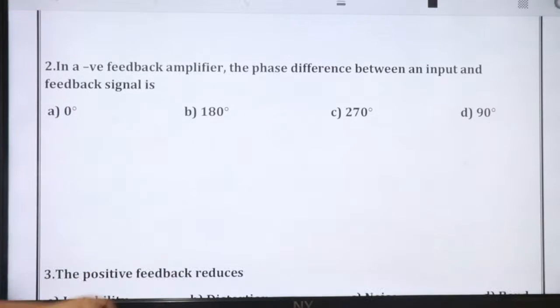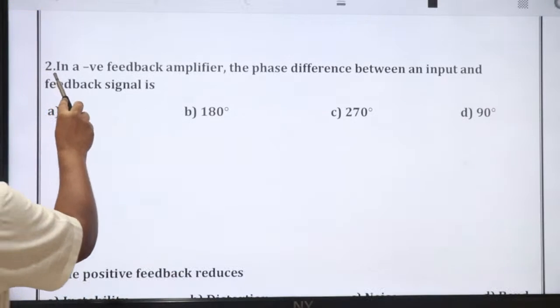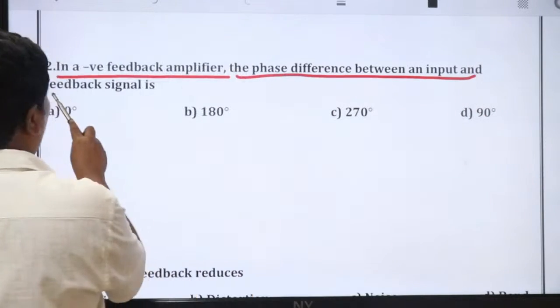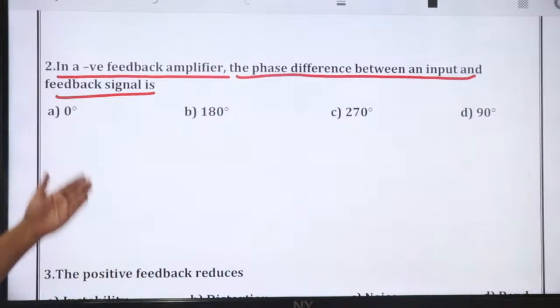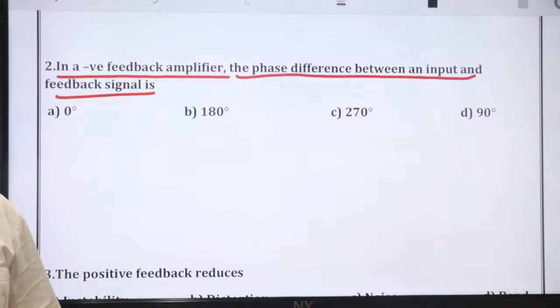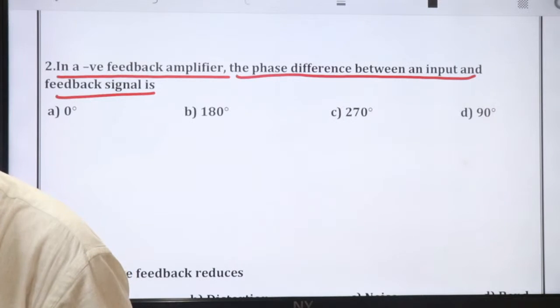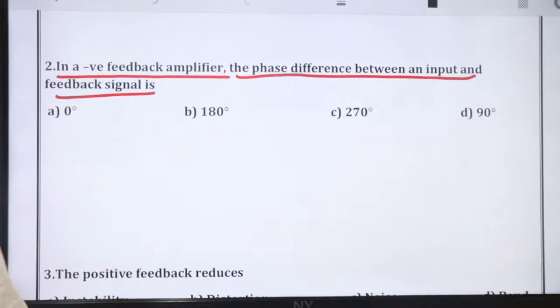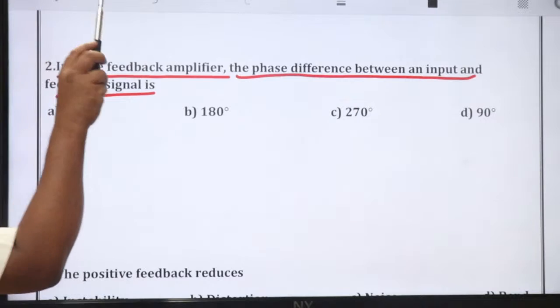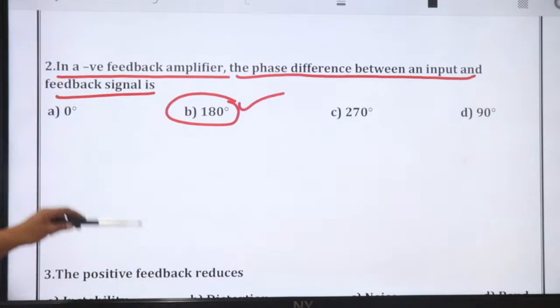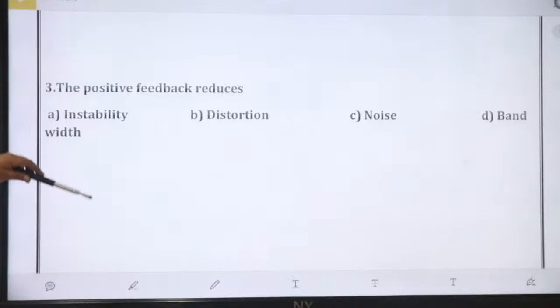In a negative feedback amplifier, the phase difference between an input and output feedback signal is. Just now we discussed this point. For positive feedback it is 0, for negative feedback it is 180. I told you already. Next.